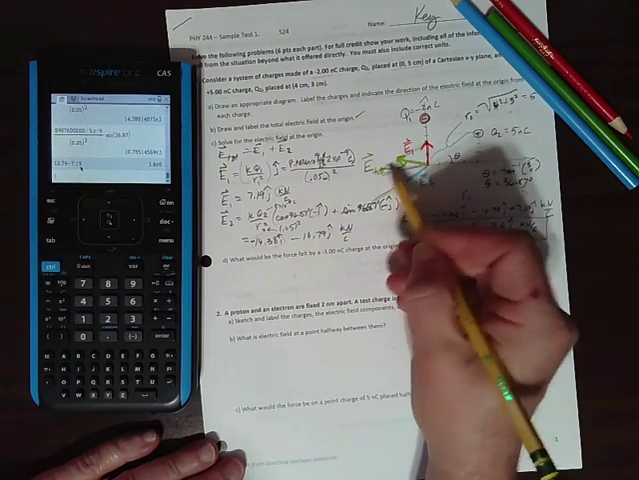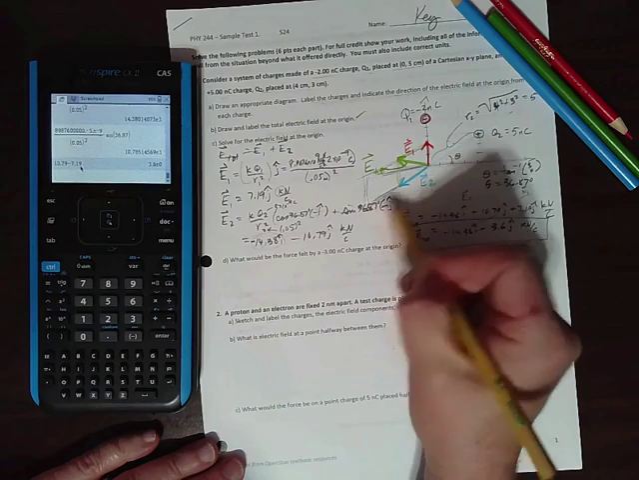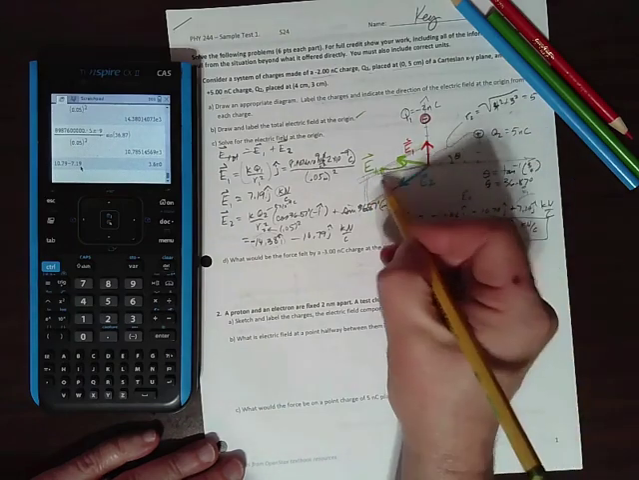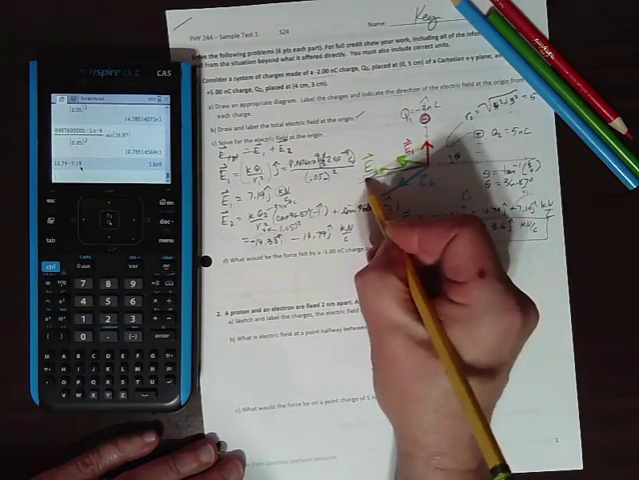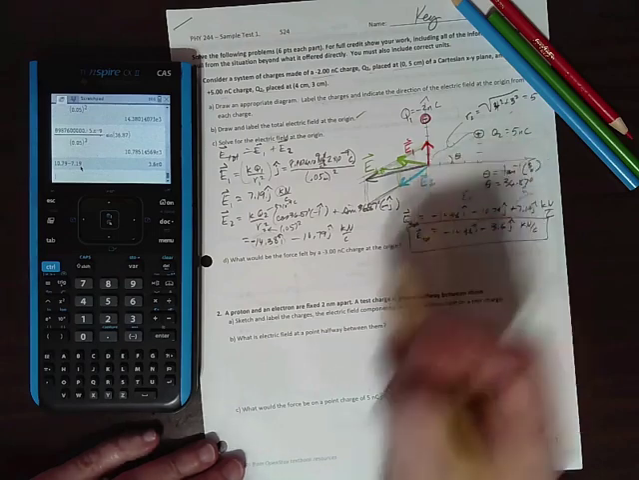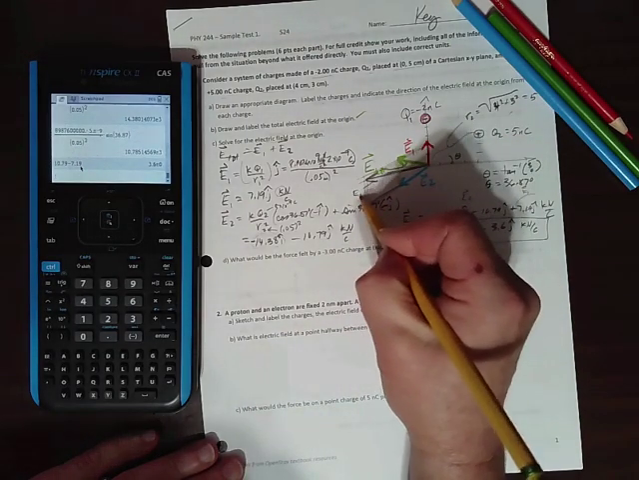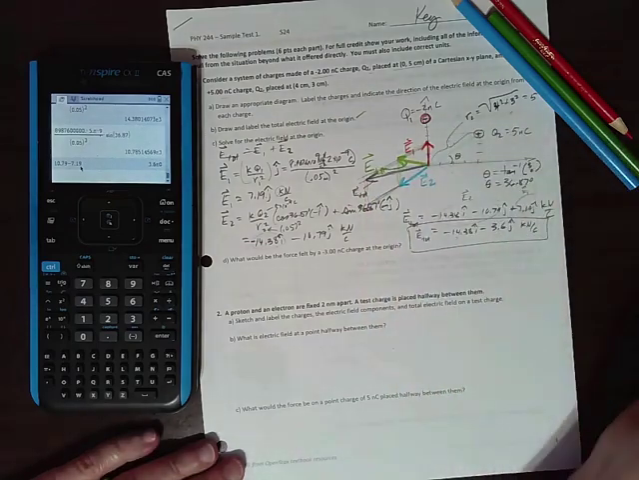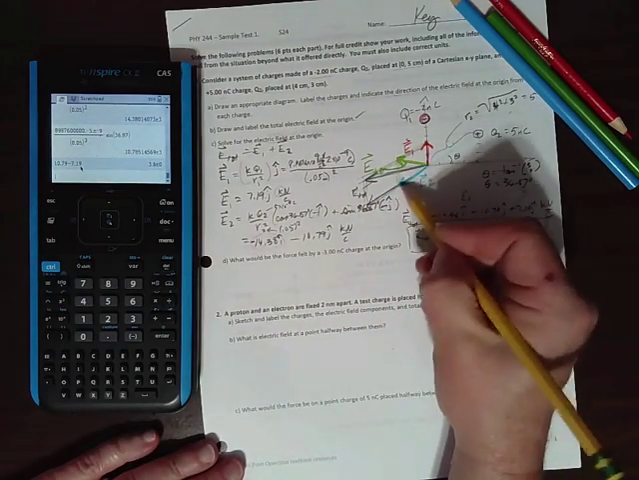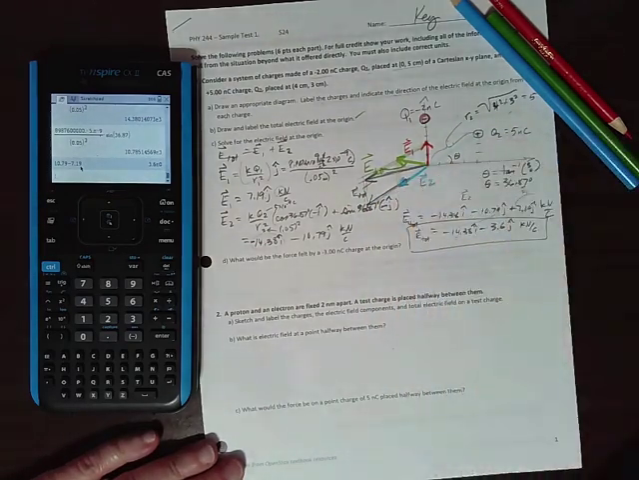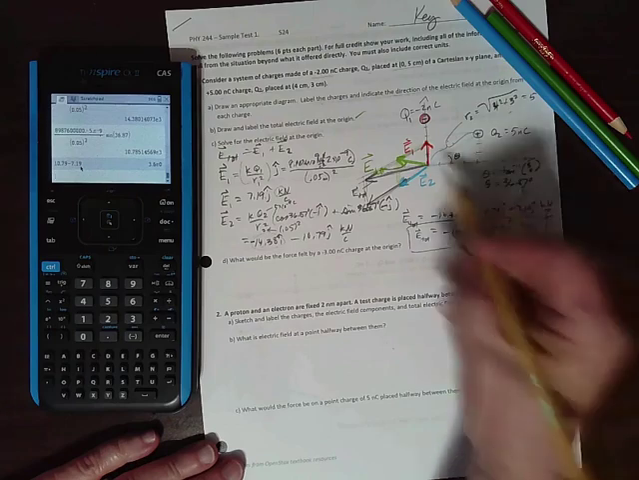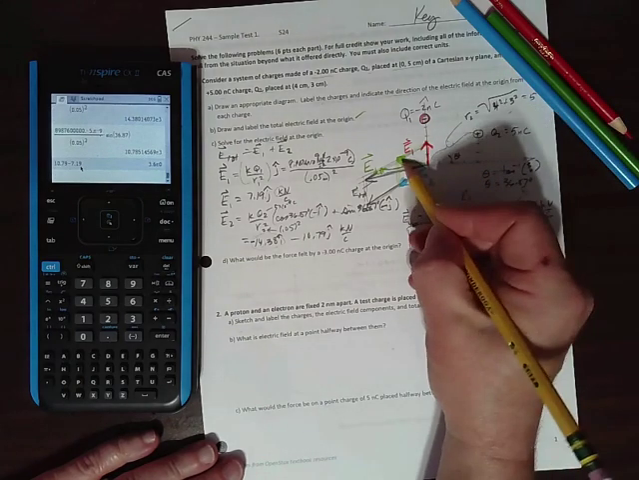So then when we make our parallelogram, it should be more like that. So this is really what E total looks more like, because I had my E2 too short. E2 should be longer like that relative to that E1.